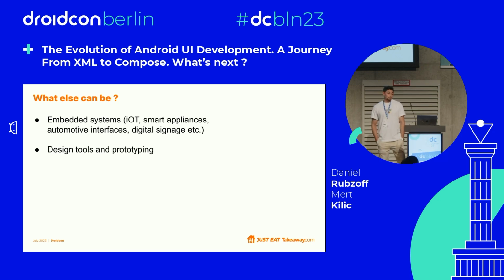The embedded system support can be. Why not? Because the lightweight and efficient nature of Jetpack Compose makes it a potential candidate for embedded systems as well. So this can include IoT devices, smart appliances, automotive interfaces, digital signage, etc. And wherever good UI design and intuitive design is needed for any kind of embedded platforms.